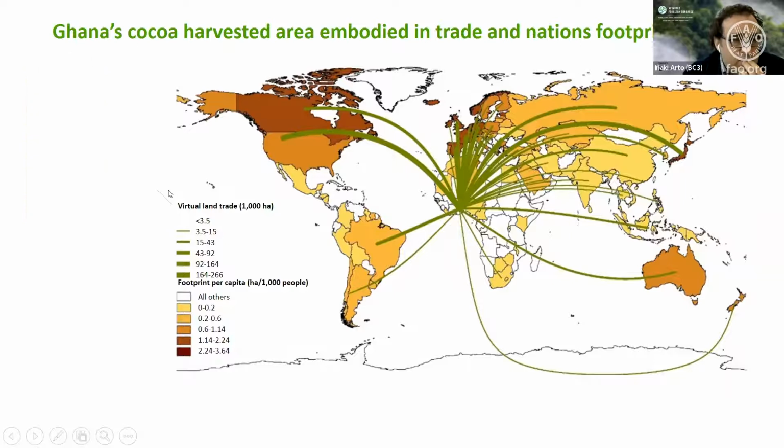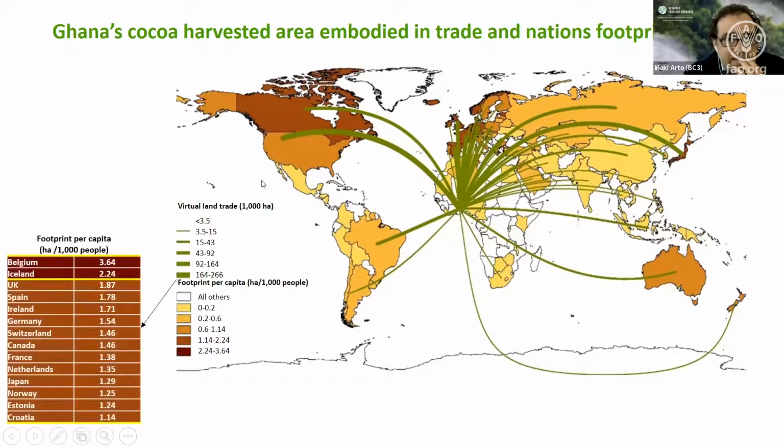You can also interpret this data in terms of footprint. For instance, in the case of Belgium, in order to satisfy the Belgian demand of cocoa products, it is required 3.64 hectares per each 1,000 inhabitants of Belgium, and you can have also the results from the different countries and the asymmetries of the different countries.